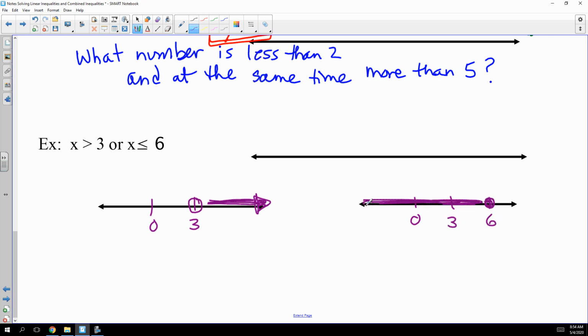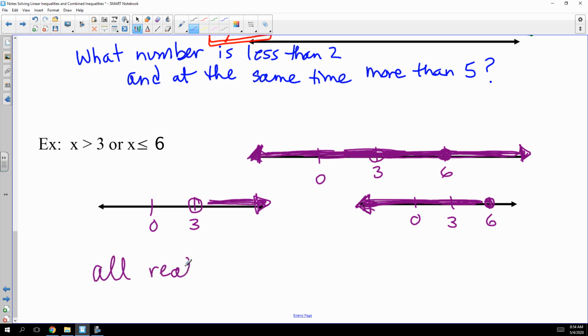So if I try to combine these on the same number line, I'll put 0 here, 3 here, and 6 here. What ends up happening is that I have this open circle at 3, and I would shade everything to the right. That's everything that's greater than 3. Or everything that's less than or equal to 6, I'd put a closed circle on 6, and then I'd shade everything to the left of 6, everything that's less. And what ends up getting shaded on the number line? Everything. Everything ends up getting shaded. So the solution is all real numbers.